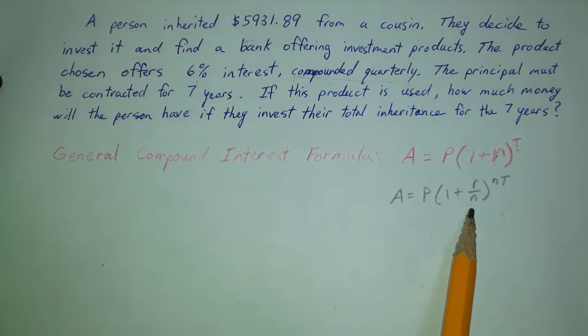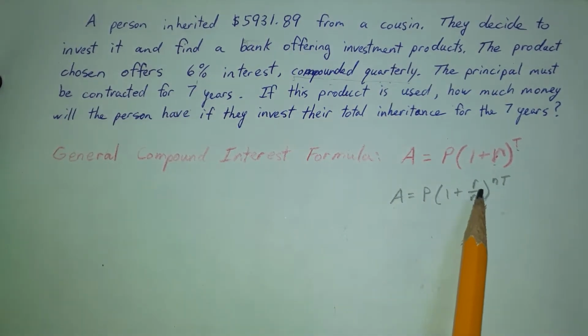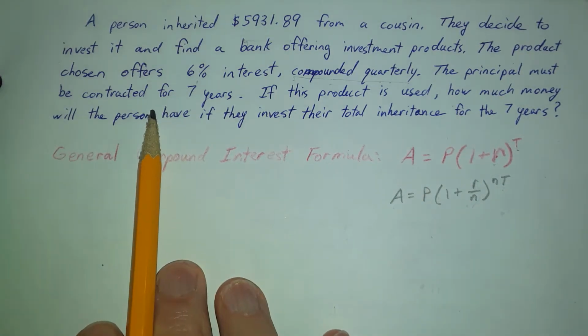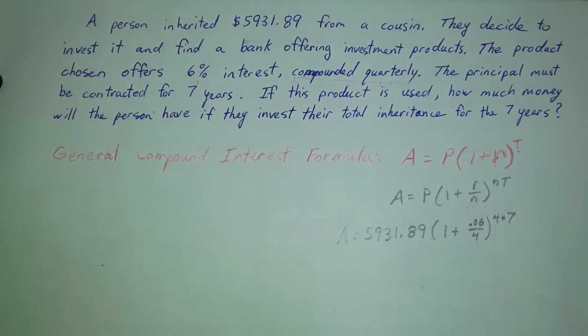The n is going to represent how many times each year that we are going to do our compounding. Since we are doing quarterly, that's going to be 4 times per year, so we're dividing by 4 here and multiplying by 4 here. And the contract that is mentioned in our story problem is 7 years, so t is going to be 7. Alright, so substituting all of that in, we have $5,931.89 times, in parentheses, 1 plus 0.06 divided by 4, to the 4 times 7 power.